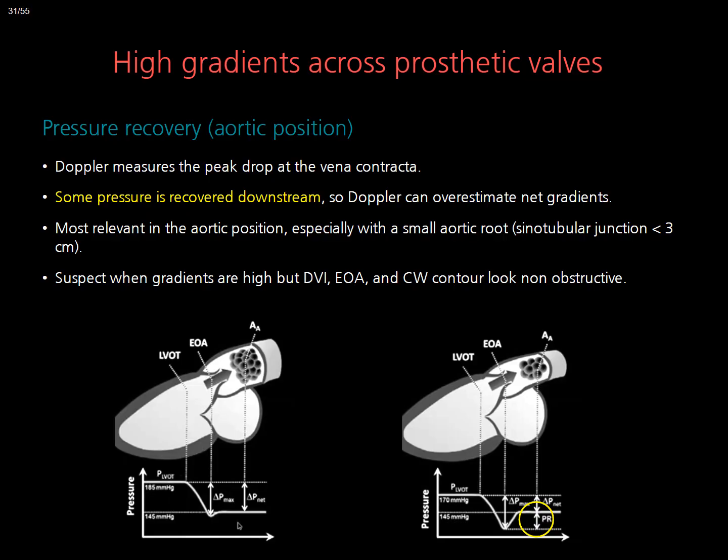This effect is greatest when the aortic root is small and when the valve effective orifice area is large relative to the aortic cross-sectional area. So if gradients are high, but DVI and EOA look appropriate for the valve, and the CW contour is not obstructive, consider pressure recovery before calling stenosis.